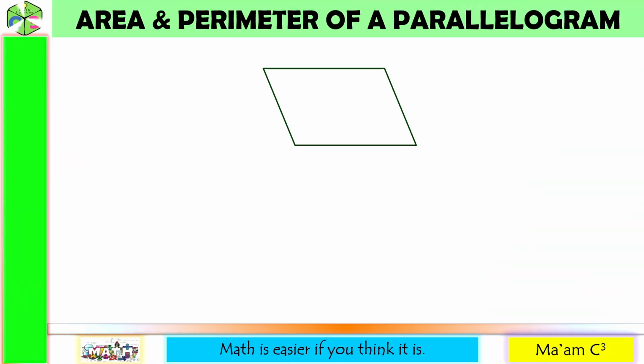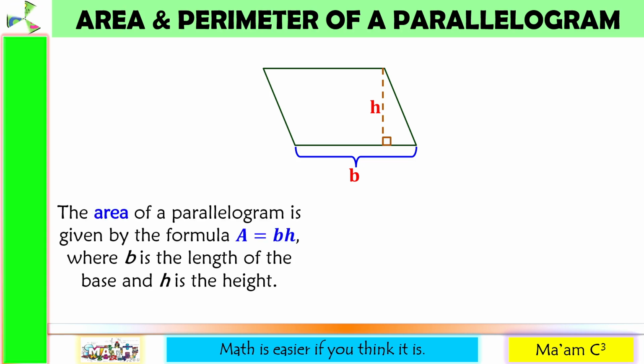Now, let us talk about area and perimeter of a parallelogram. This one here is what we call the base. And then I'm going to create a line perpendicular to the base, and this will be our height. Now, for the area of a parallelogram, it is given by the formula area is equal to base times height, where B is the base and H is the height.